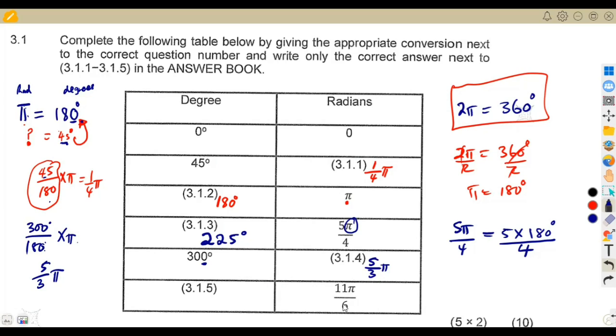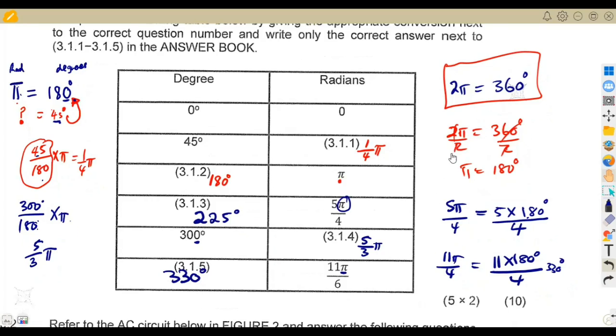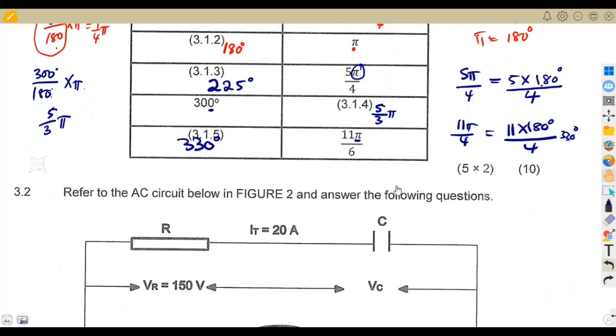All right, we are back to radians to degrees, where we just substitute. You know that pi is 180, just like in the previous part. So 11 pi over 4 is going to be 11 times 180 degrees over 4, just like that. This is going to give us 330 degrees. So that was just the conversion part. You just need to know how to convert from one to another. That was 10 marks, guys, 10 marks.